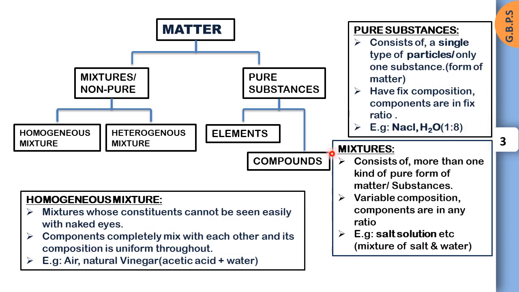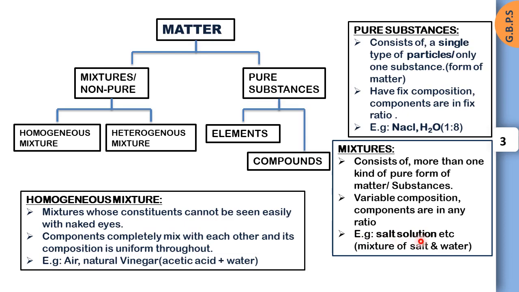Now come to the part mixture. Mixture means mix, or we could say a mix of more than one kind of pure form of matter or substances. For example, salt solution. This salt solution is a mixture of salt and water. Also sugar solution and so many other examples. Or we could say variable in composition, or components in any ratio.